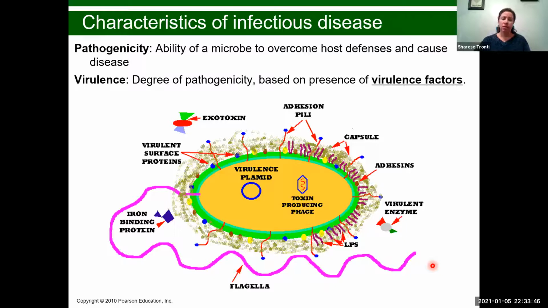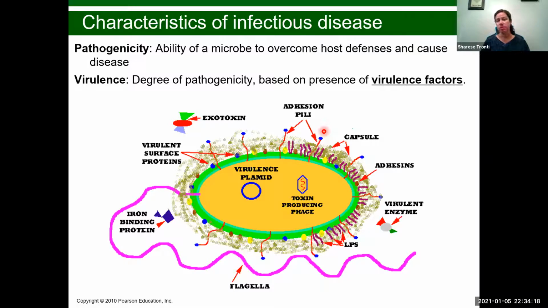Another example is the presence of exotoxins. These are toxins that the microbe may produce that are obviously toxic. We've talked about plasmids. These are a great example of a virulence factor, since the presence of a plasmid can increase the virulence of that microbe. They might have adhesion pili. That's going to cause that microbe to be able to adhere better, and if it can adhere to the host, it's more likely to cause infection.